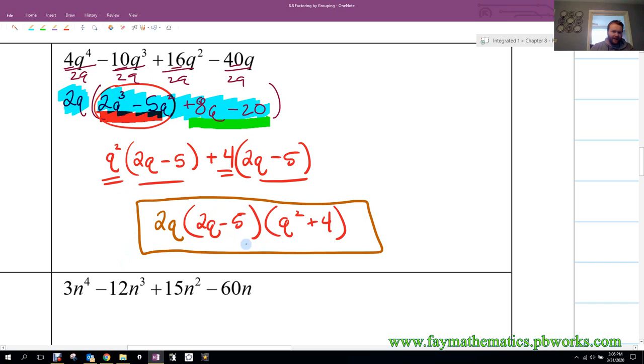If you're going to multiply this out, I suggest foiling those 2 first and then distribute your 2q to whatever that foiled polynomial looks like.